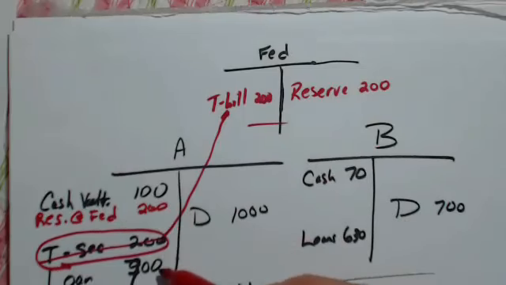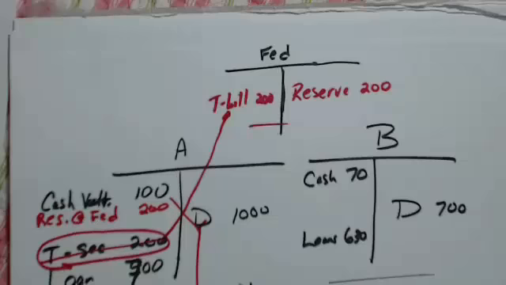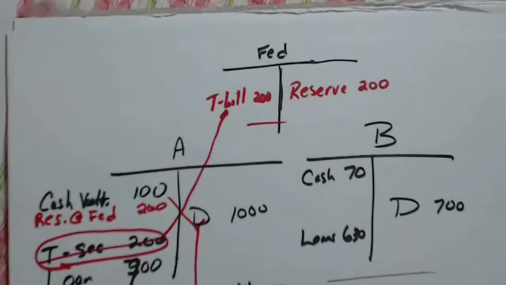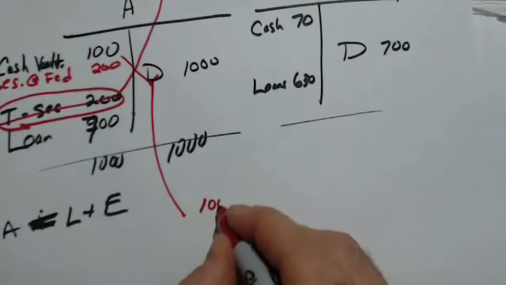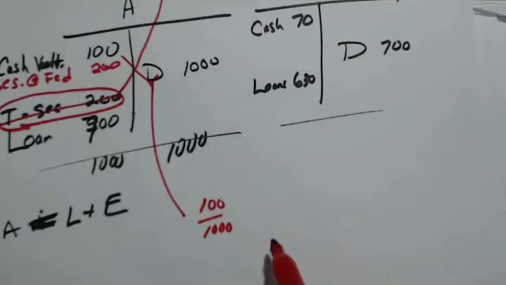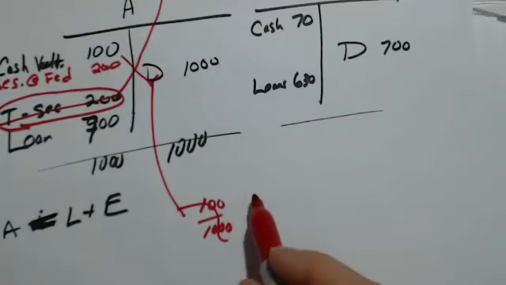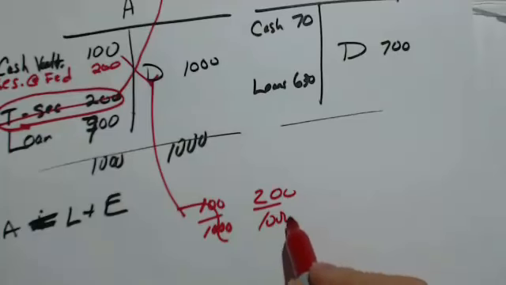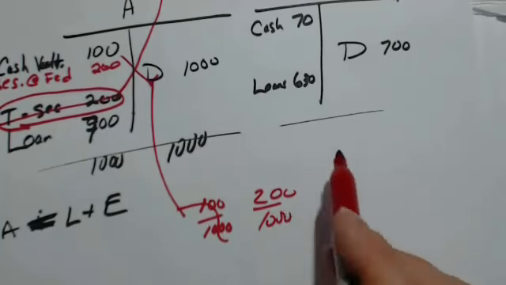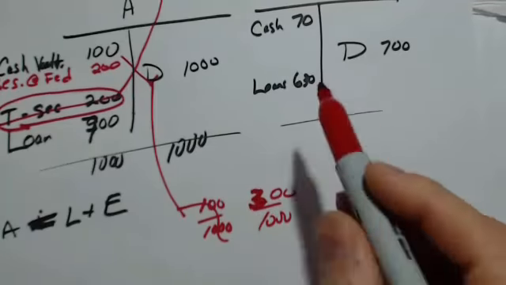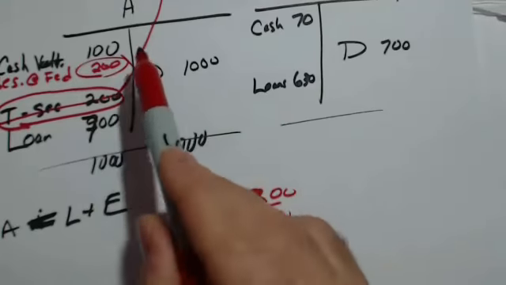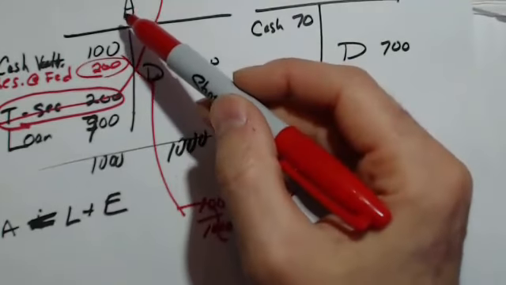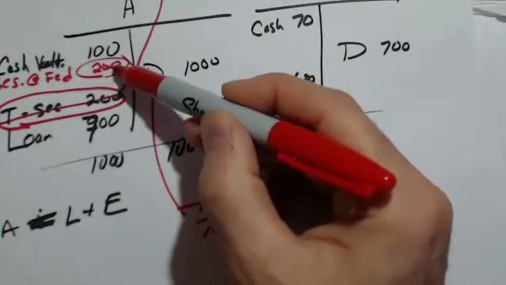Bank A now has excess reserves. Because remember, initially it had $1,000 in deposits and $100 in reserves. So it met its reserve requirements at 10%. But now it has 300 out of 1,000. It has excess reserves of $200. That means Bank A, if it has a strong profit motive, is going to want to lend that $200 out.